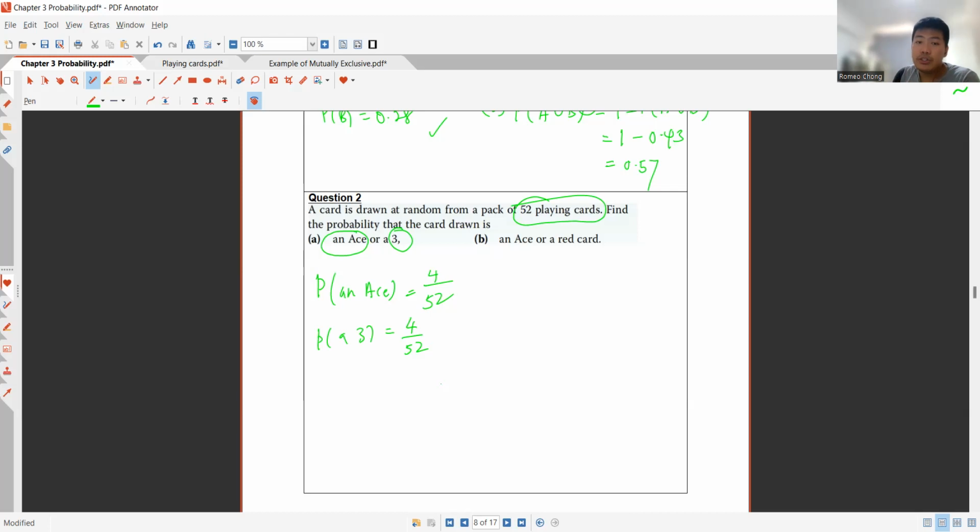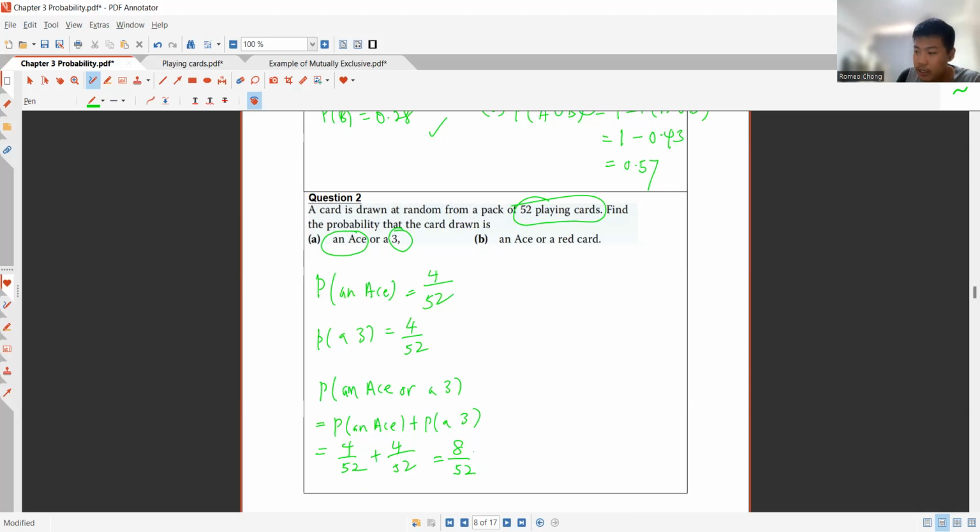And I already mentioned to you, since these two events are mutually exclusive, meaning they don't have any common element. So when I write like this, the probability of an ace or a 3 will be equal to the probability of an ace plus the probability of a 3. And then you just put them together, so you will get 4 over 52 plus 4 over 52. And because there is no intersection and no common element, this will be the final answer. So it's 8 over 52, and then you can simplify from there.